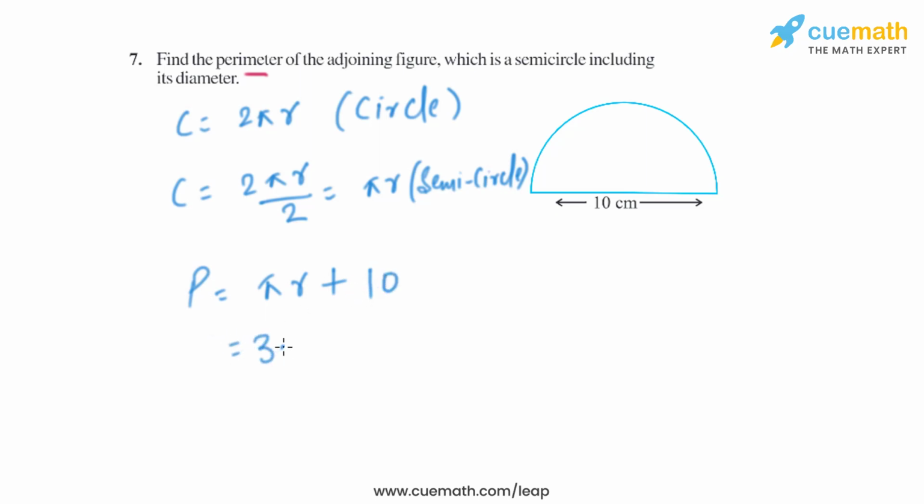Let's take pi as 3.14 and the radius of the circle is 5 centimeter. So it will be 3.14 multiplied by 5 plus 10. So it will be 15.7 plus 10, which is the same as 25.7 centimeter. So that will be the perimeter of this figure.